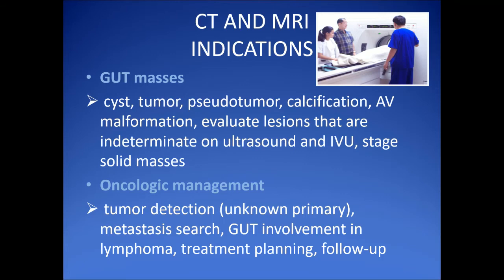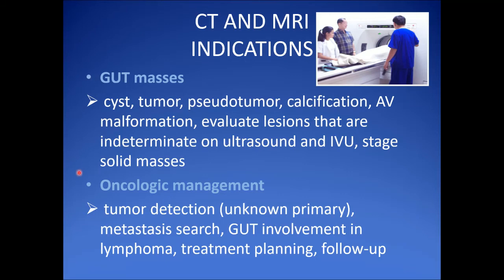So the next imaging modality is CT and MRI. So what are the indications? So CT is very good if one is entertaining masses. Okay, so one could say whether it is fluid filled or it is a solid tumor. So this is very good also for detecting the extent of the mass, the exact location of the mass, and sometimes any displacement of the nearby organs.